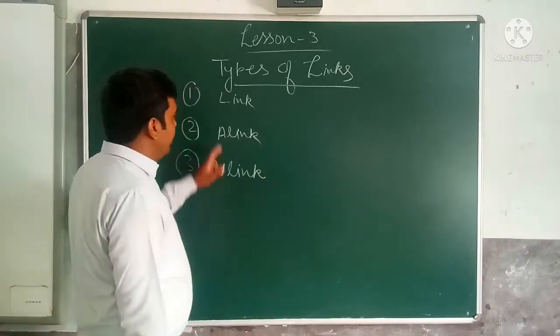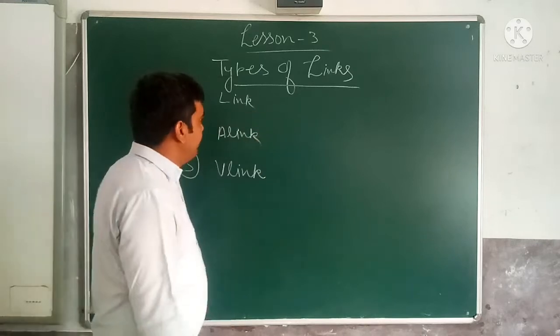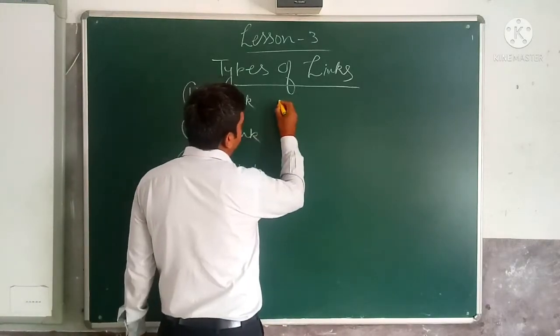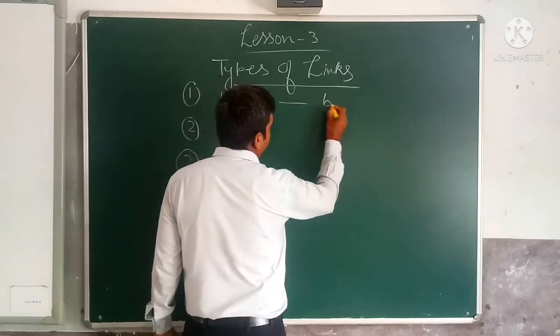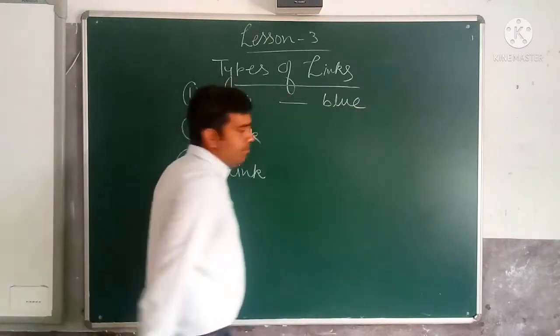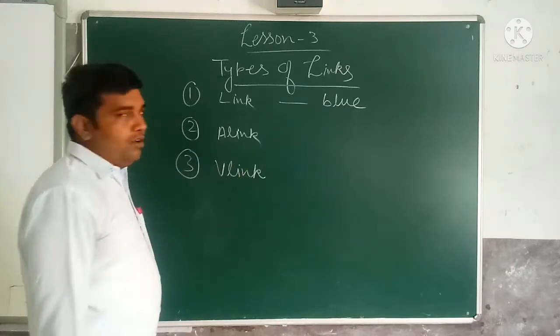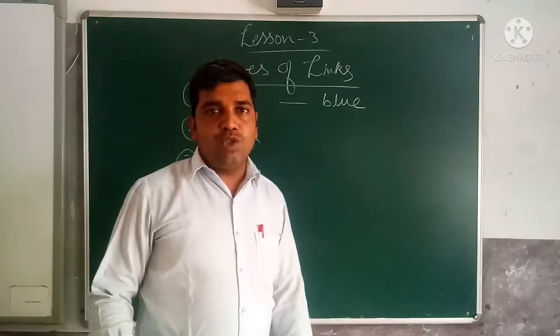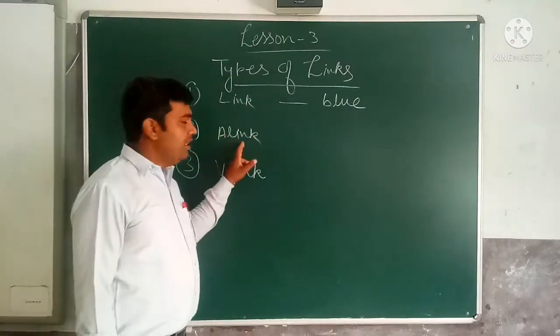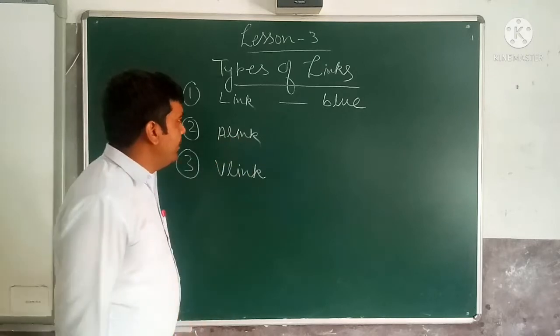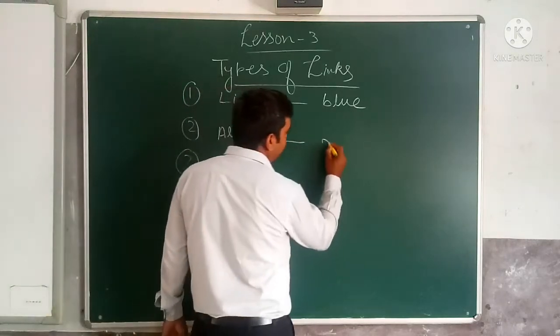All the links which are called unvisited links, by default appear in blue color. Which color? Blue color. So the text will appear blue. Active link: whenever you place the mouse pointer on the link and click, at that moment the color of the link will be red. By default it is the red color.